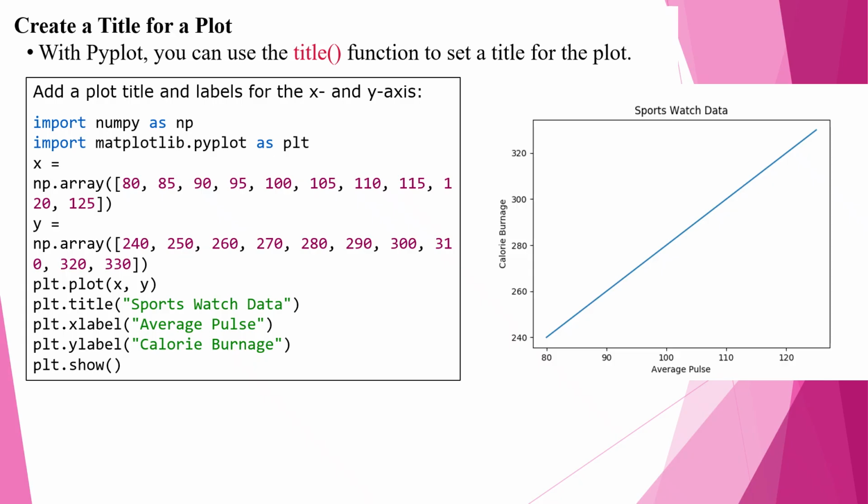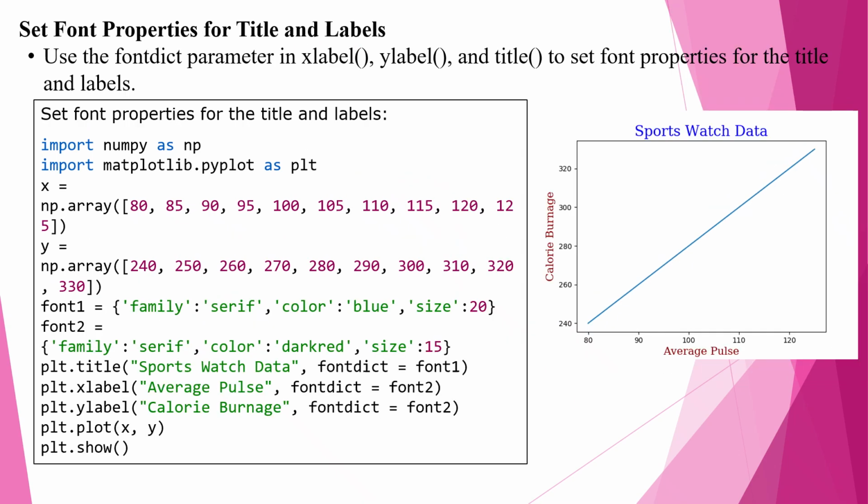Additionally, the xlabel and ylabel functions are used to label the x-axis as average pulse and the y-axis as calorie burnage respectively. These labels help in clearly understanding what each axis represents. Finally, the show function is called to display the complete plot. Adding titles and labels enhances the readability and effectiveness of the visualization.